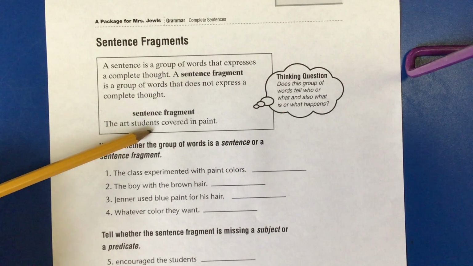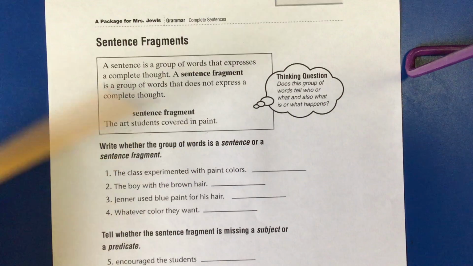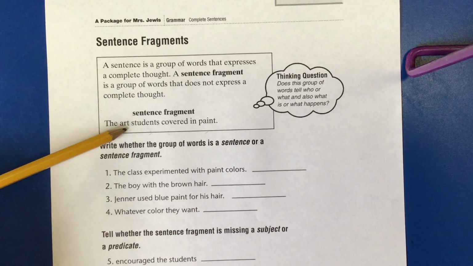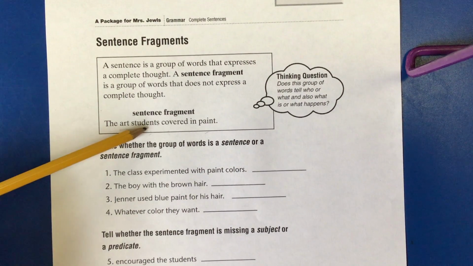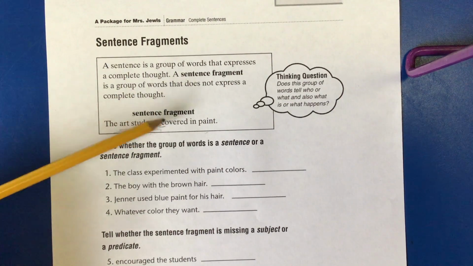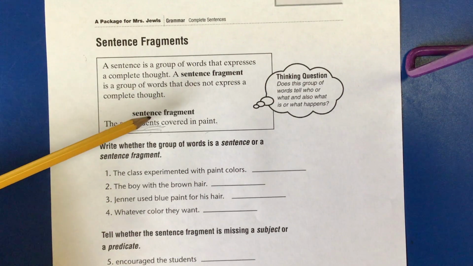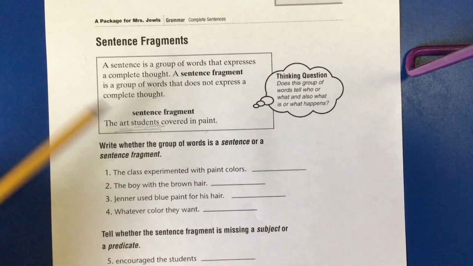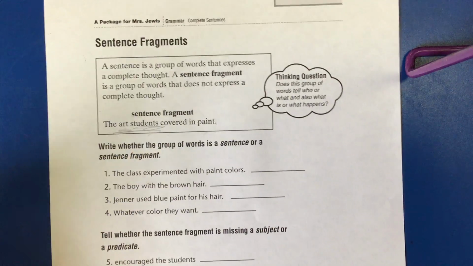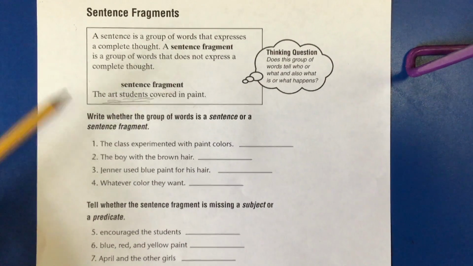The art students covered in paint. Well, we know we're talking about students, but what are they doing? We don't know what is covered in paint. Are they covered in paint? Are their papers covered in paint? We're missing part of the story, or part of the sentence.